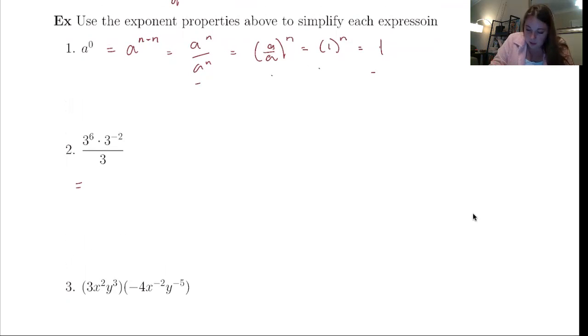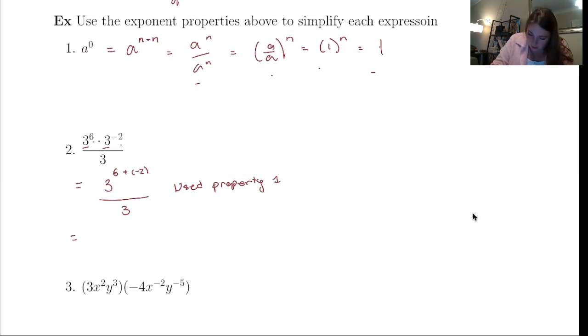So if we focus on the numerator, I have 3 to the 6th times 3 to the negative 2, and everything is divided by 3. Looking at the numerator, these 2 bases are the same, so my exponents are going to add. So I have 3 to the 6 plus negative 2, divided by 3. And we can say I used property 1. You don't have to write that next to it, but if that helps you, by all means.